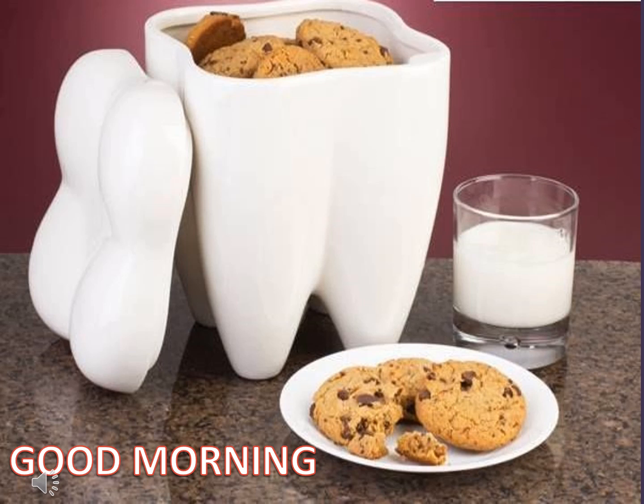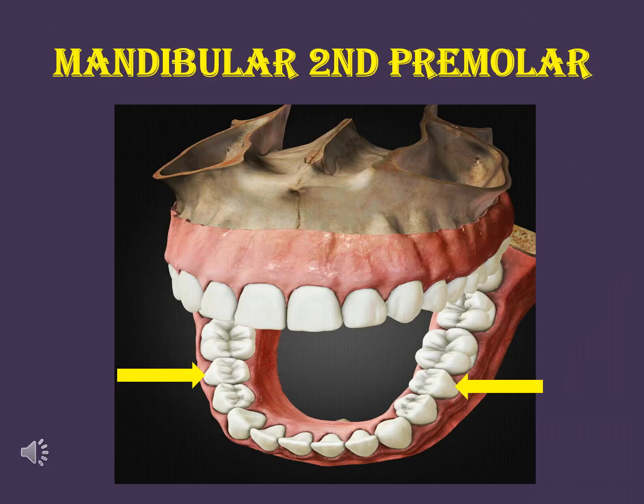Very good morning, students. Last class we have seen in detail about the mandibular first premolar. Today we will see about the mandibular second premolar in detail. Mandibular second premolars are larger than the mandibular first premolars, and it is located distal to the mandibular first premolar and mesial to the mandibular first molar.